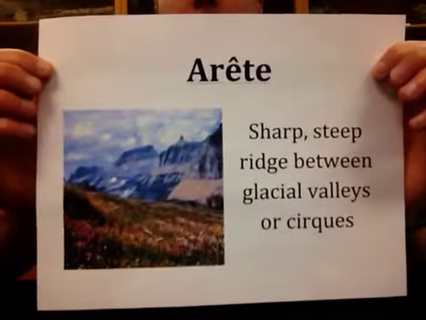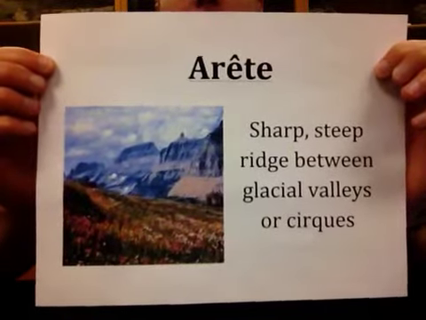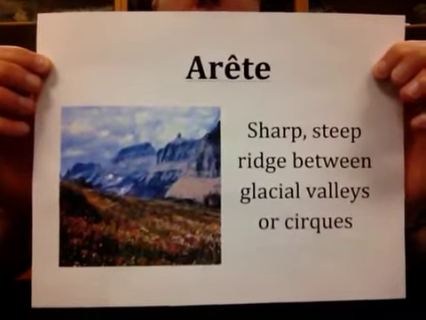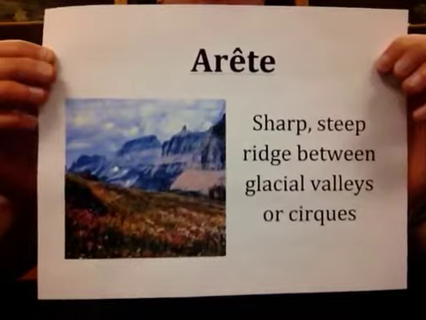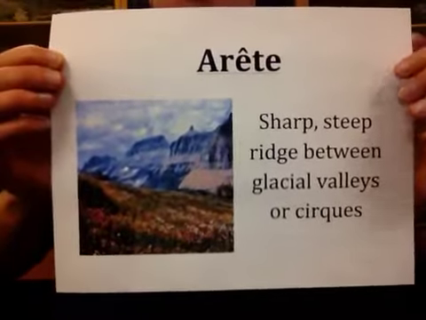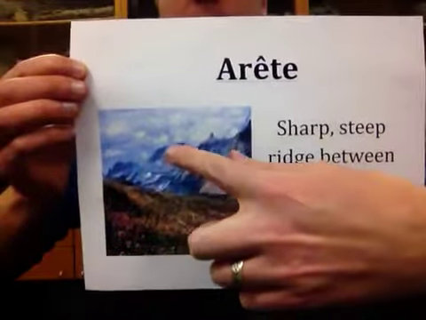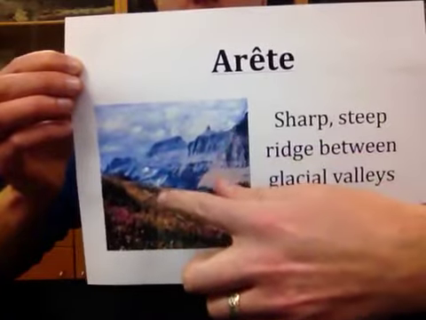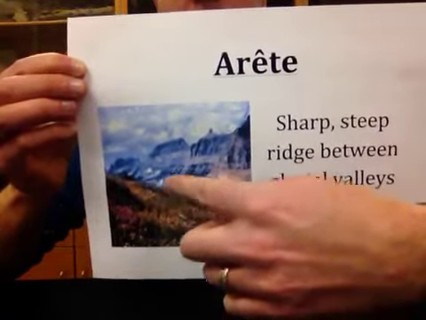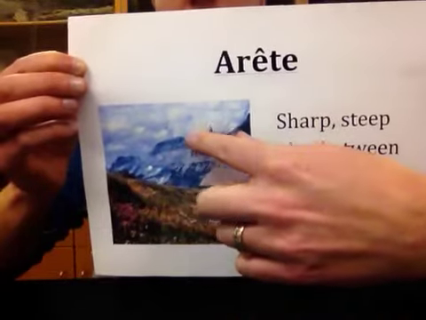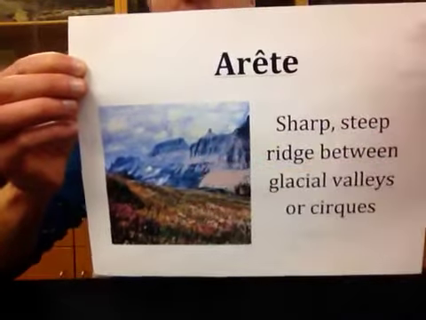So the first glacial erosional feature that we are looking at is called an arête. An arête is a sharp, steep ridge between two glacial valleys or cirques. So in the photo we see this very steep ridge. We're standing, or the person taking the photo was standing, inside one of the glacial valleys. So it's very steep on this side, then it would also be very steep on the back side into the glacial valley next to it.